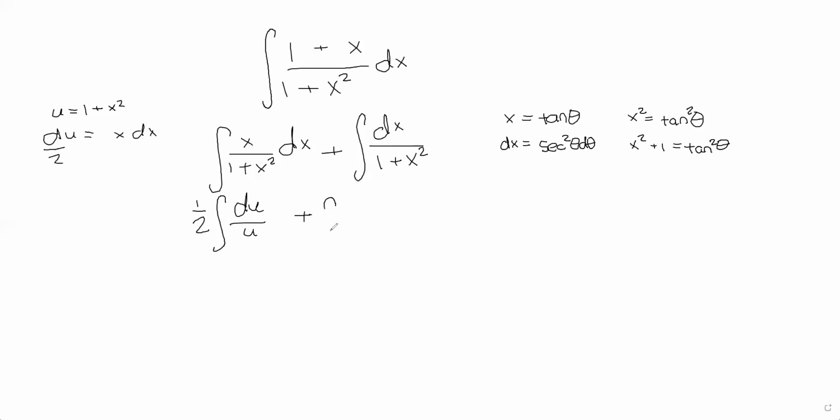So we're going to have plus, and then let's substitute everything back in. So dx, we can tell, is just secant squared theta d theta.